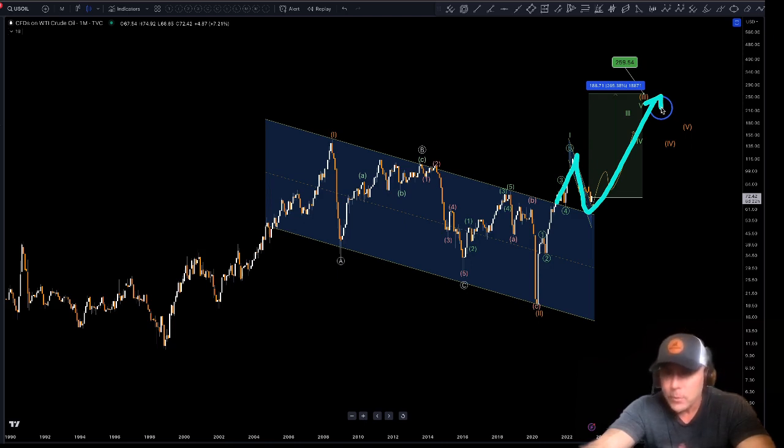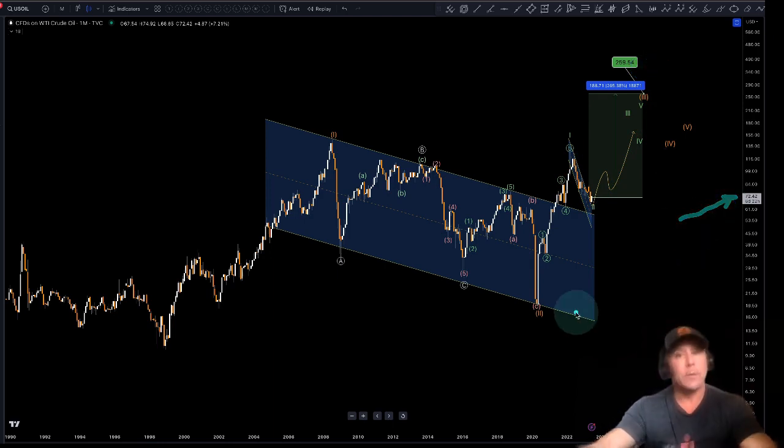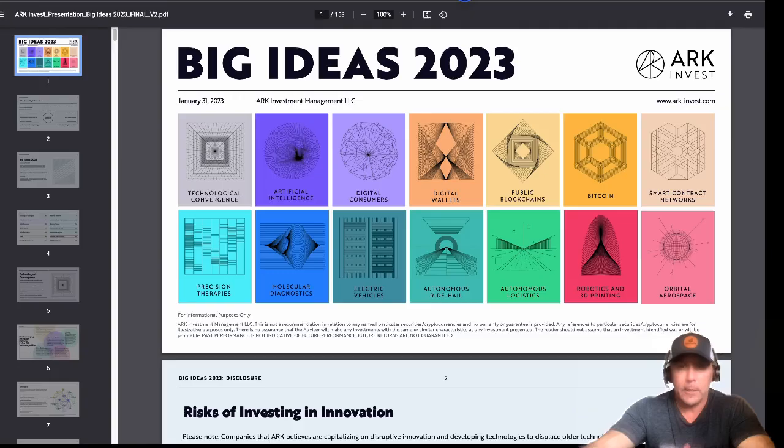265%, up to about $260 a barrel. Remember, at time of recording, it's only $72. So the question is, what is this going to do for the price of gasoline at the pump? So I think that the price of gas is going to drive people to EVs, which is bullish for Tesla.